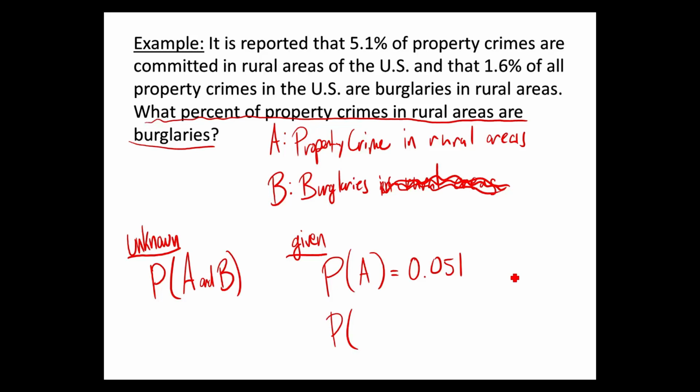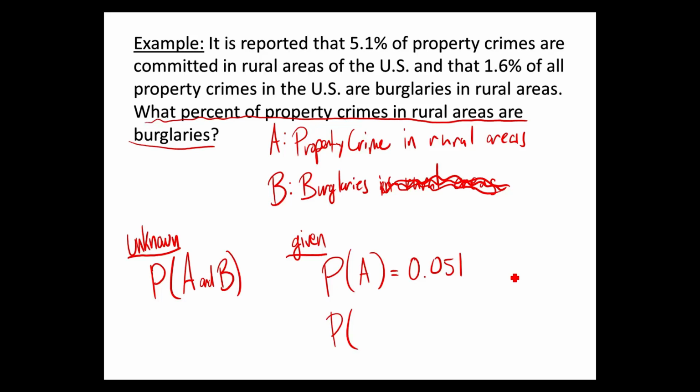Did you write this? Isn't it 1.6? I think I copied it wrong. I thought I pulled it out of a practice problem, but now I'm thinking I wrote it down wrong. This doesn't make any sense. It's asking us what percent of property crimes in rural areas are burglaries?